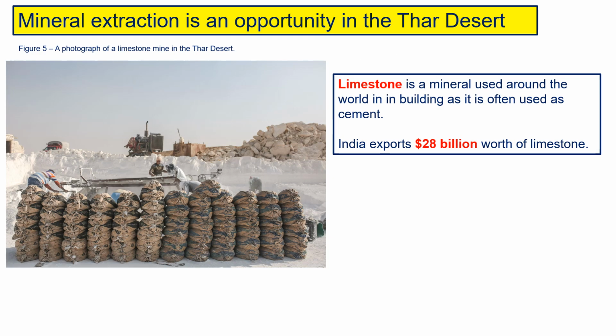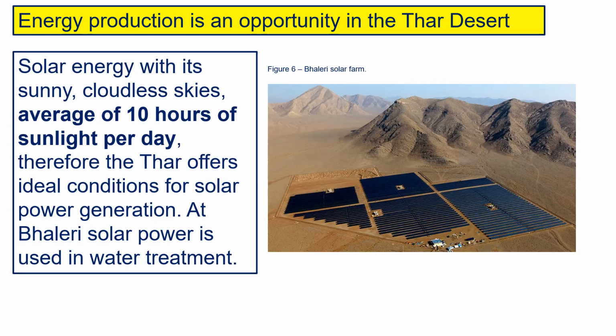First opportunity is mining. Mining of limestone takes place within the Thar Desert, and limestone is exported, it should say $28 million worth of it a year. This means the government can receive taxes from the exports, which means they've got more money to improve schools and hospitals. Solar energy is generated as the desert has 10 hours of sunlight per day. This creates electricity, and this is then used to power water treatment plants, which means the people of the Thar Desert have access to clean water, reducing the risk of waterborne diseases.